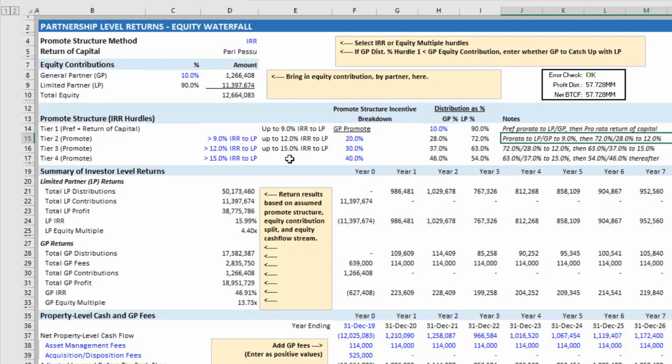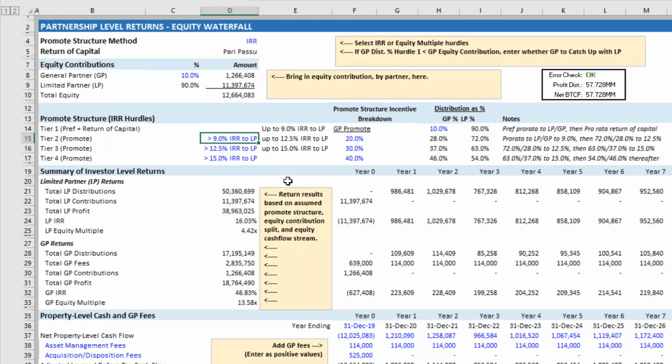Now, once the LP has received a full return of capital and has earned its preferred return, again, on an IRR basis, in this case, 9%, any excess cash flow then flows into the second tier. And that goes from, in this case, 9% to whatever cell D16 is. So let's change this, say, to 12.5%.